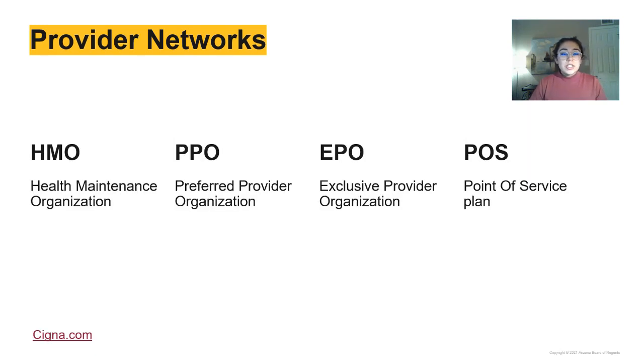And this is just a general introduction of what plans are most popular. There's a health maintenance organization, preferred provider organization, exclusive provider organization, and a point of service plan. And so these will have different rules as to whether or not you can stay within that network and how you can receive care like a specialist. And so I'll go into more detail later. This is just for you to be introduced to the different plan types.